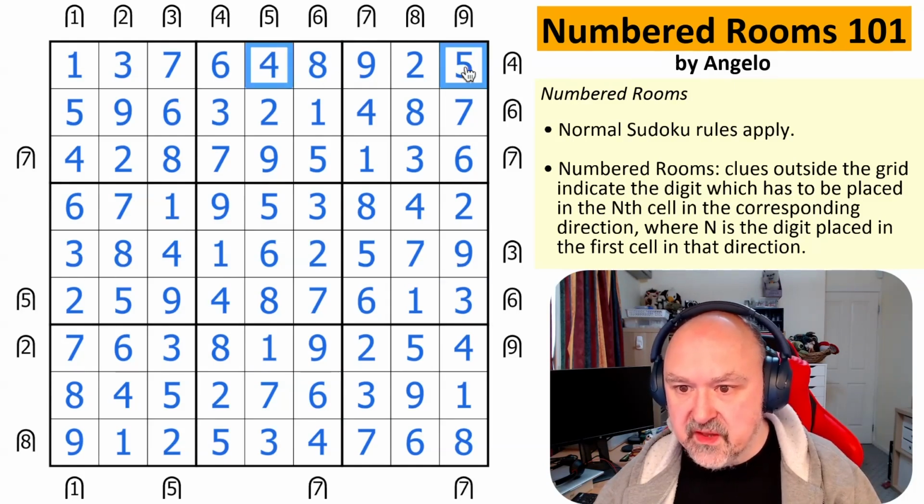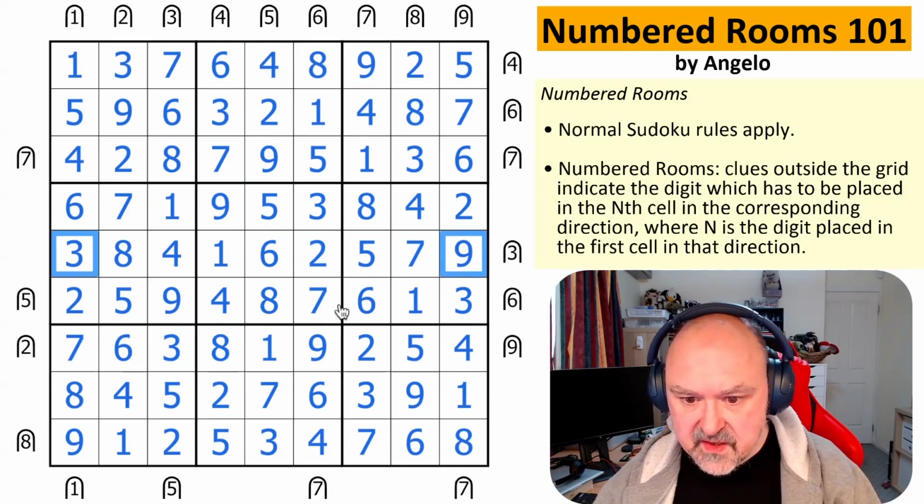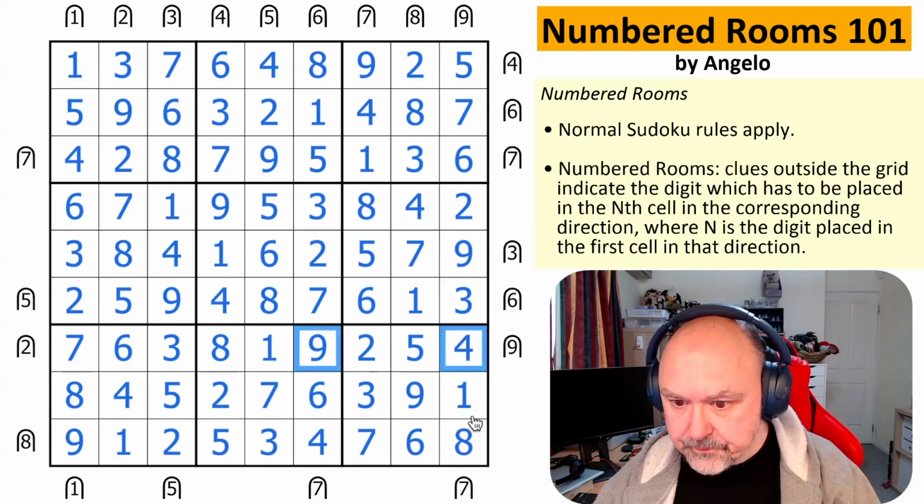We have 4 in the 5th position. We have 6 in the 7th position. We have 7 in the 6th position. We have 3 in the 9th position. We have 6 in the 3rd position. And we have 9 in the 4th position. We have 7 in the 8th position.